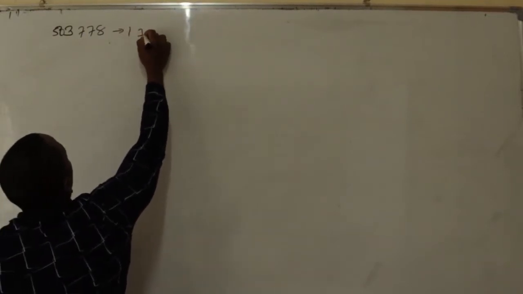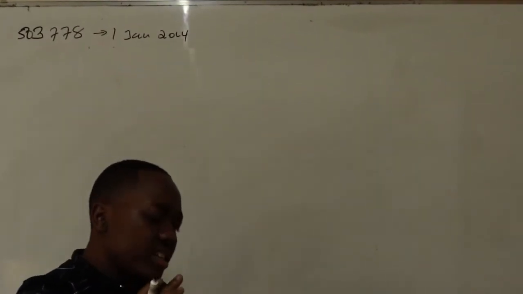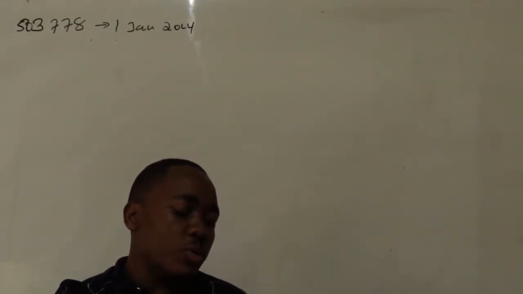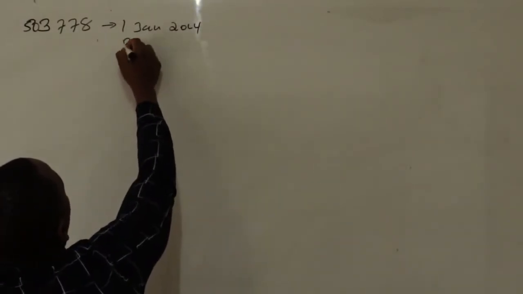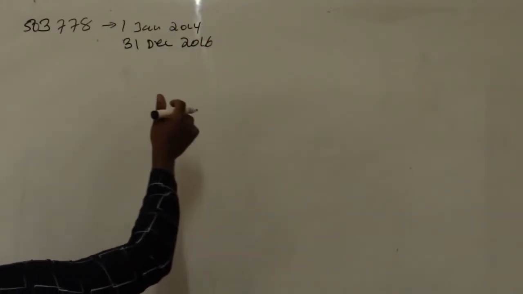That was on 1st January 2014. Then you are told that no interest is payable. So that means in this case there is not that aspect of annuity. But it will be held to maturity and redeemed on 1st December 2016. So that's after 3 years.